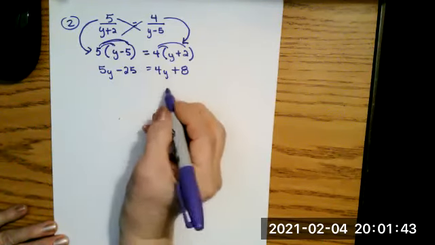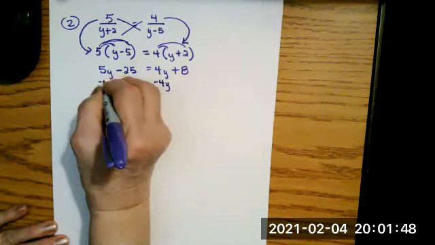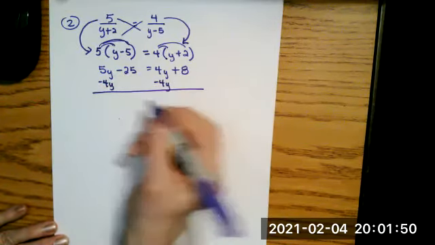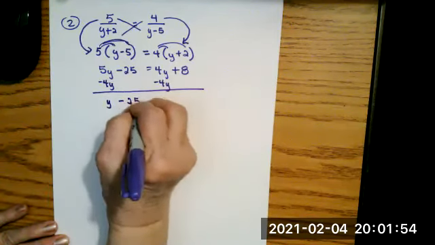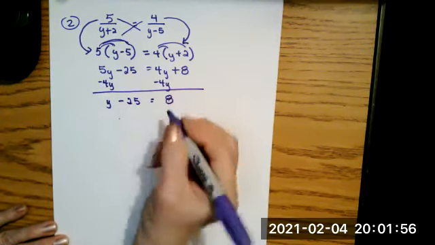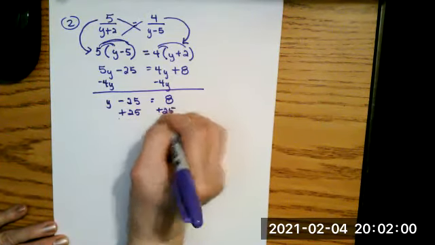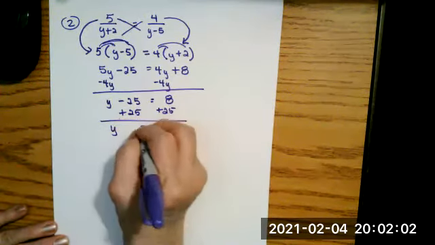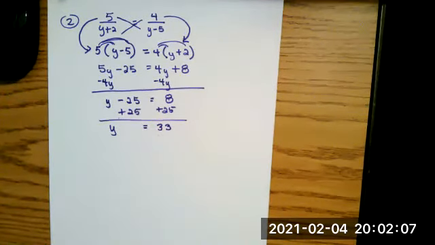So now I have y's on both sides and numbers on both sides. I'm going to get this y over here to this side by subtracting 4y. And I get 1y minus 25 equals 8. Adding 25 gives me y equals 33, I think. 33 is a good number. It won't make either of my denominators 0, so I'm good.